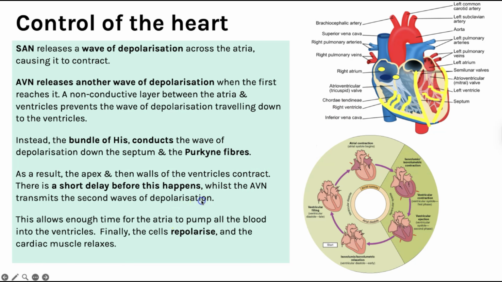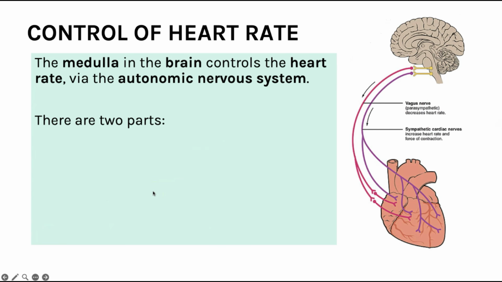And the advantage of this is the atria would have fully emptied the blood before the ventricles contract, and also the ventricles contract from the bottom upwards, so you've got a more efficient pumping of that blood out of the heart. Now, the control of that heart rate is where we see the nervous system taking its role.